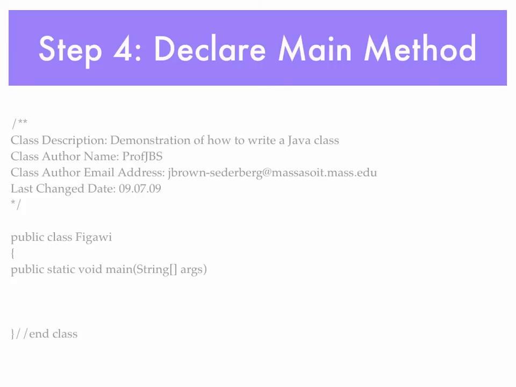String args. Arguments may be passed to the main method. These arguments will be passed when the class is executed. If arguments are passed, they will be stored in an array. That's what the opening and closing square brackets indicate. An array of strings that will be called args.